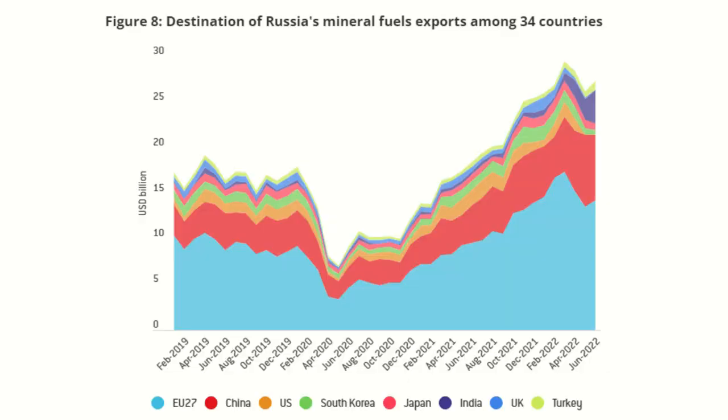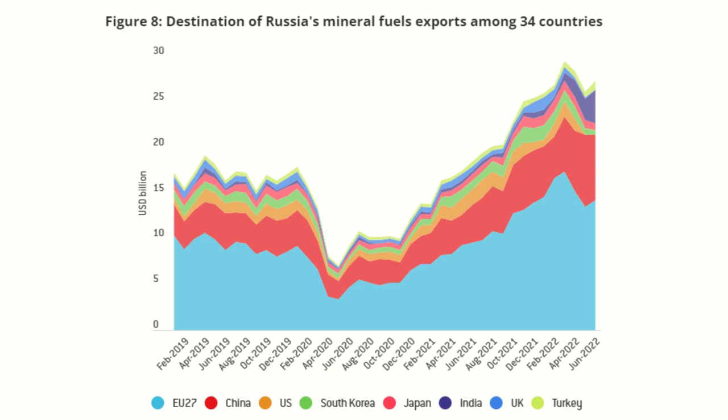Now, I wanted to share this graphic with you, which shows the destination of all of Russia's oil exports dating back to February 2019. And the different coloured sections here represent different economic areas. So the blue section at the bottom is the European Union. The section above that in red is China. In orange, we've got the USA. In green, South Korea. In pink, Japan. In purple, India. In blue, the UK.